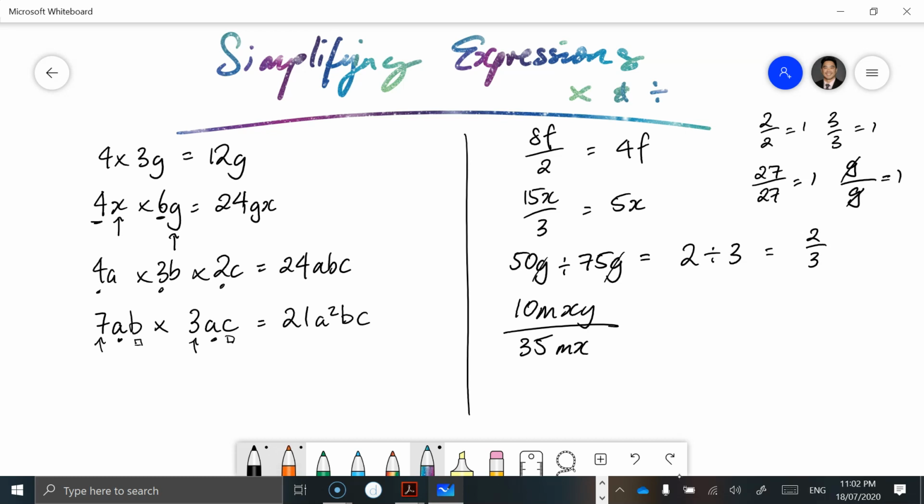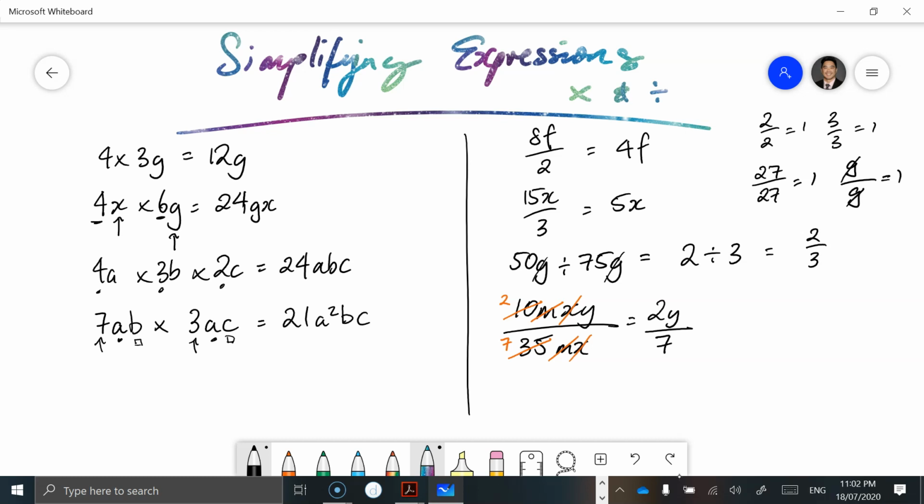And looking at this, we can start off with the numbers. 5 goes into 10 twice. 5 goes into 35 7 times. And you want to cancel out the same common factors. M and m can cancel out. X and x can cancel out. So you're left with 2y divided by 7, which is going to be your answer.